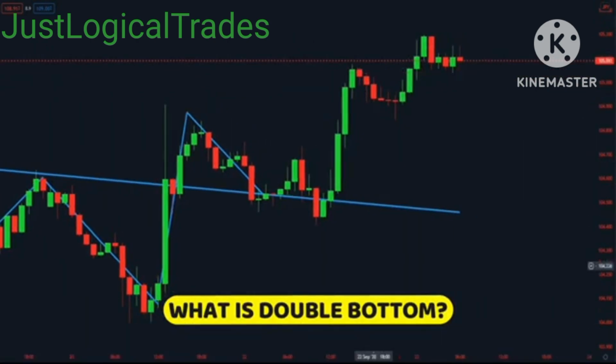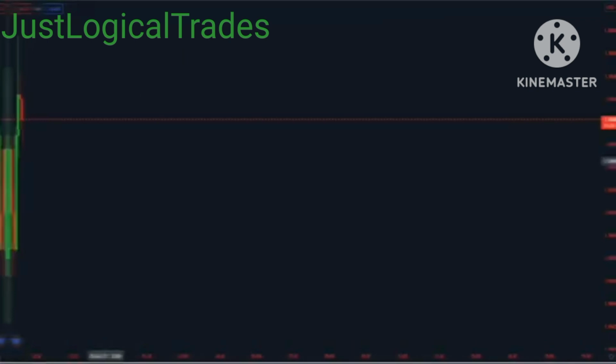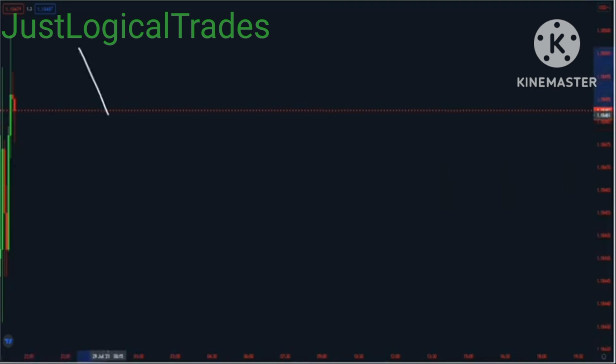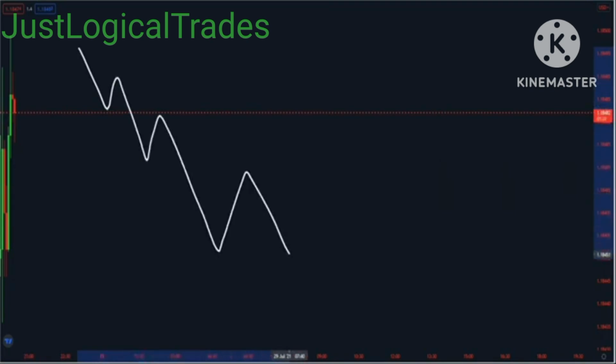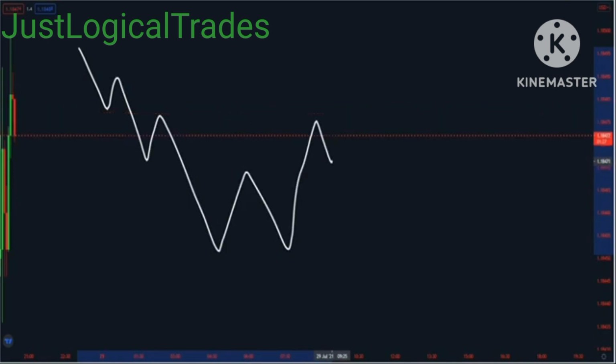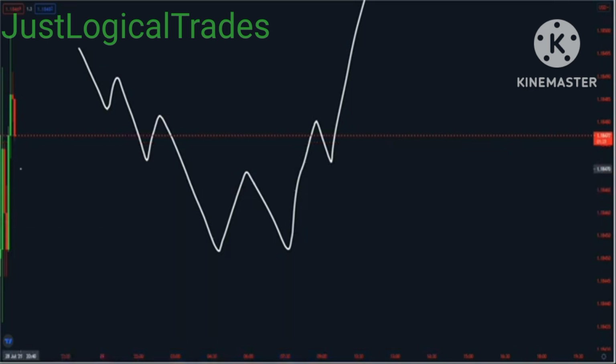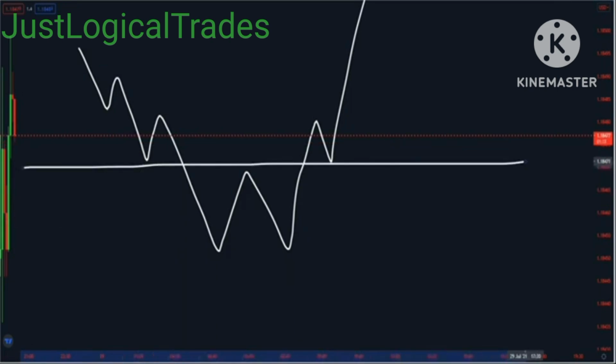What is a double bottom? The double bottom breakout is a bullish reversal trading pattern that emerges at the end of a bearish trend. The reversal is composed of 2 consecutive bottoms with approximately the same equal lows. Although it is similar to the double top pattern, the only difference is it develops at the end of a bearish trend. The double bottom forex reversal, as the name suggests, is a trend reversal pattern. It is basically going to turn a downtrend into an uptrend.